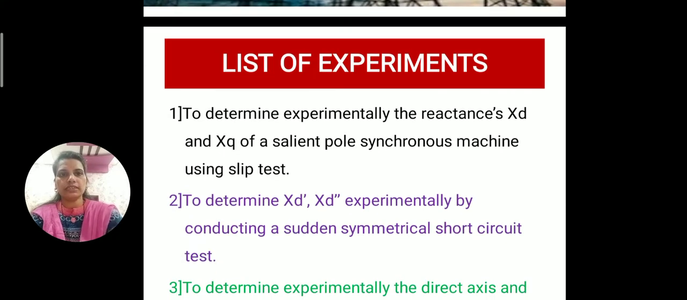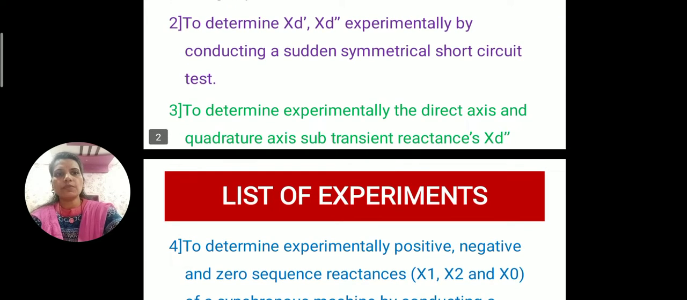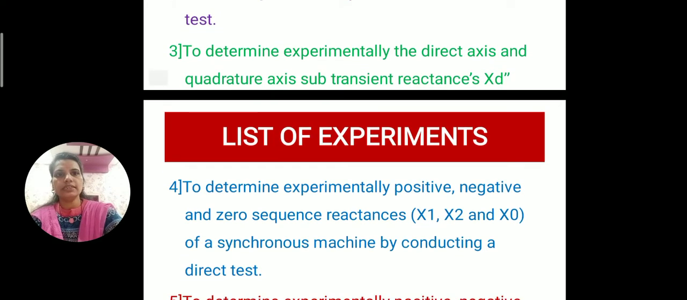First experiment is to determine experimentally the reactances XD and XQ of a salient pole synchronous machine using the slip test, that is direct axis reactance and quadrature axis reactance. Second experiment is to determine XD dash and XD double dash by conducting a sudden symmetrical short circuit test, that is transient reactance and subtransient reactance. Third experiment is to determine experimentally the direct axis and quadrature axis subtransient reactances, that is XD double dash and XQ double dash.